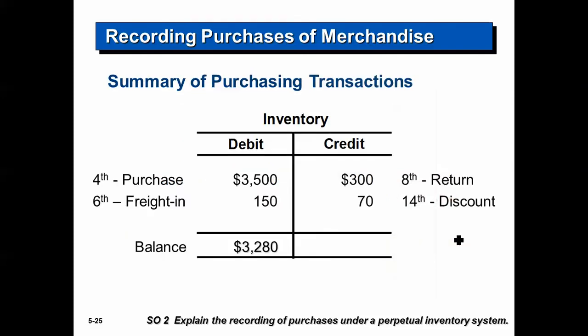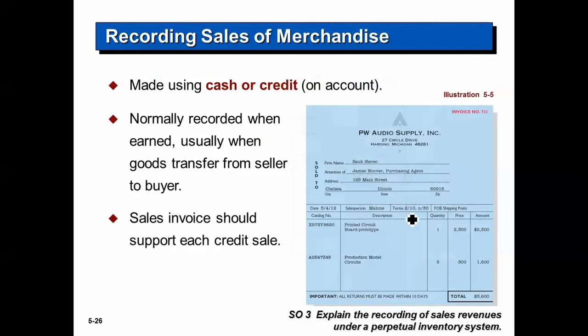Okay, so in summary, my inventory account, when I purchased, is debited 3,500. When I pay the freight in, it's added to the cost of my inventory. If I return goods, I reduce that amount. If I take a discount, I reduce that amount. So for that transaction, all of that inventory was 3,280. That's what it cost me.